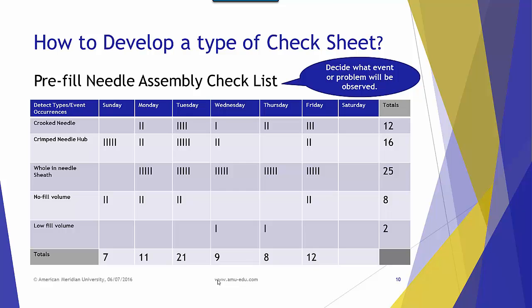According to the product that you're working with, that will have a dependency on the number of rows on your check sheet. Particularly, we are looking at a checklist. Decide what event or problem will be observed. Pay close attention to this checklist.